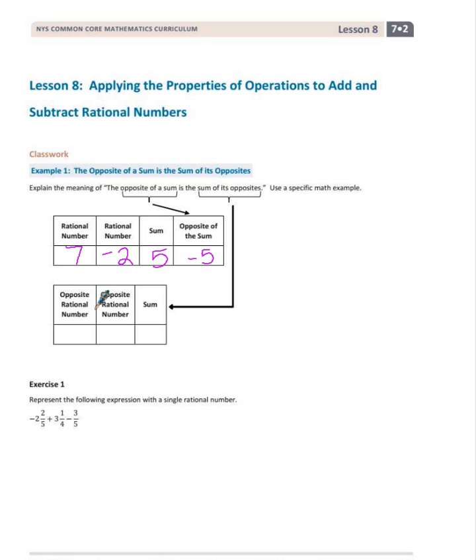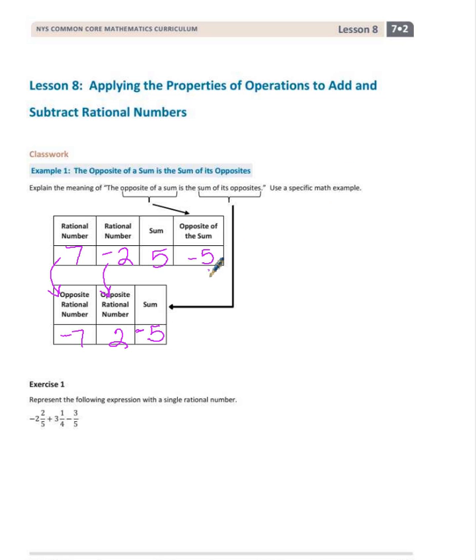Well, then we're going to go down here to the second part, and it says the opposite of this rational number. Well, what is the opposite of +7? Yeah, -7. And the opposite of -2? +2. Now, when we go to get the sum of these, signs are different. So what are we going to do? Yeah, subtract. And my 7 is a larger number than a 2. And it is a negative, so our answer is -5.